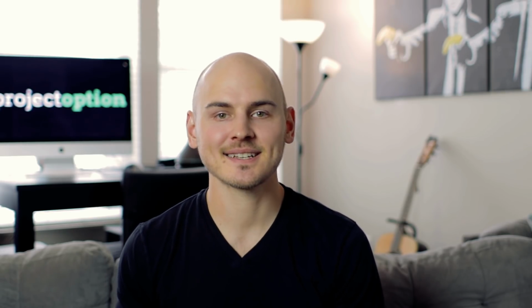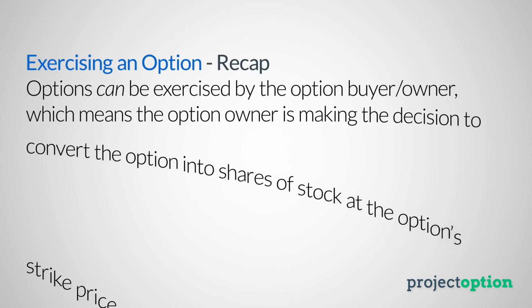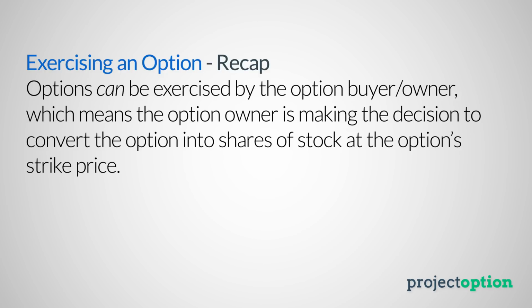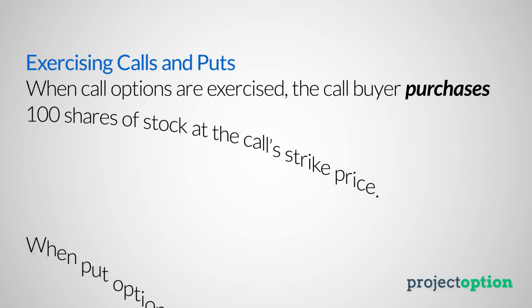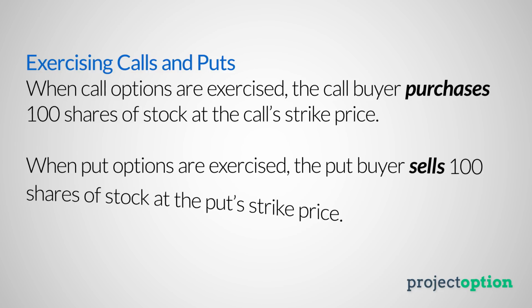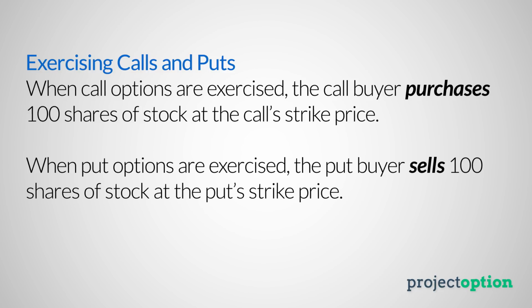In regards to exercise and assignment, call options and put options can be exercised, which means the person who bought that call or put option is making the decision to buy or sell shares of stock at the option strike price, thereby converting the option into shares of stock. When a call option is exercised, the option buyer is purchasing 100 shares of stock at the call option strike price, and when a put option is exercised, the put buyer is selling 100 shares of stock at the put option strike price. In both cases, when an option is exercised, the option buyer is converting the option into long or short shares at the option strike price.